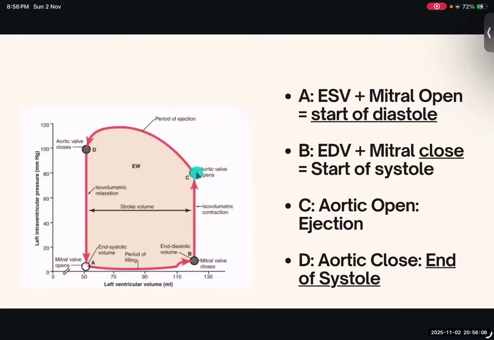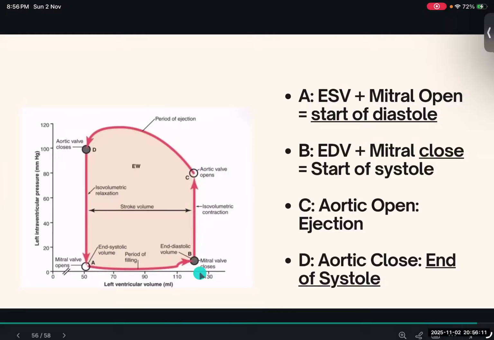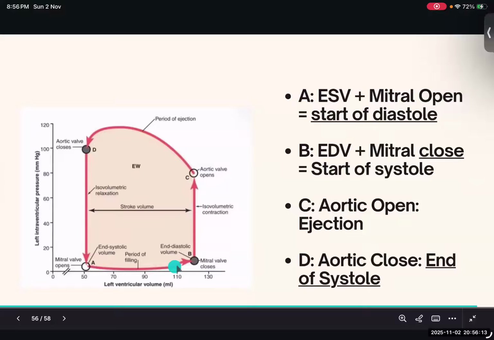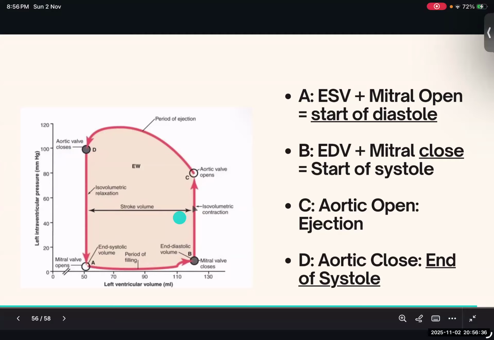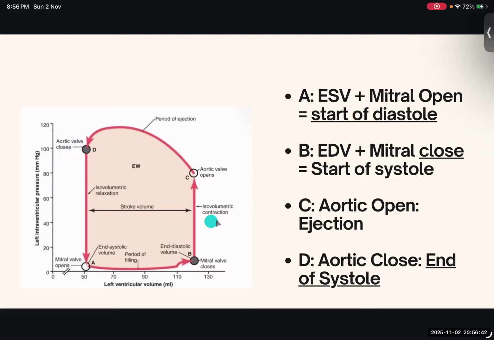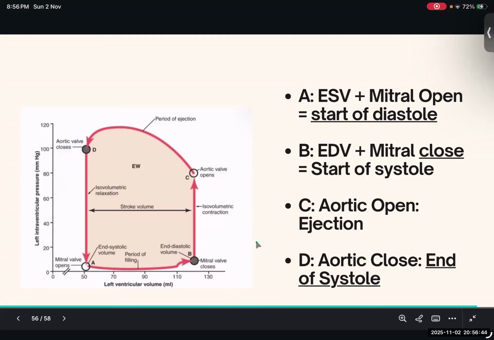Now, in ejection, you see that all the blood that I filled is getting emptied out, right? The left ventricular volume is getting reduced. We keep doing that until the left ventricle stops contraction and the pressure drops down enough for the aortic valve to close, okay? Once the aortic valve closes, we have point D, and that is when we start the isovolumetric relaxation, okay? And then we keep going ad infinitum. This is the pressure volume loop. It ties everything in beautifully, and it summarizes basically the entirety of everything that we have done.